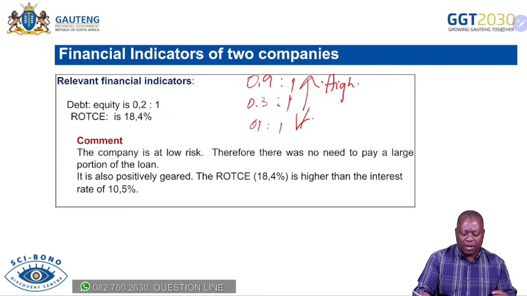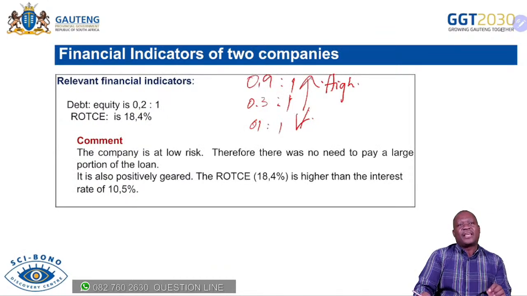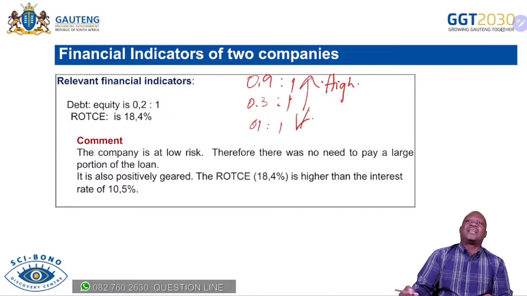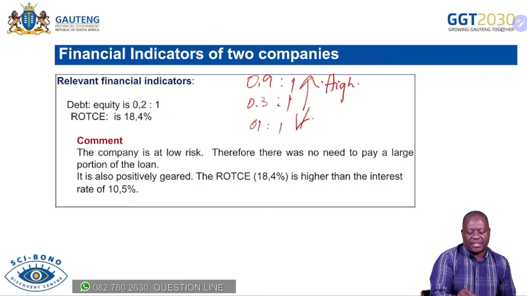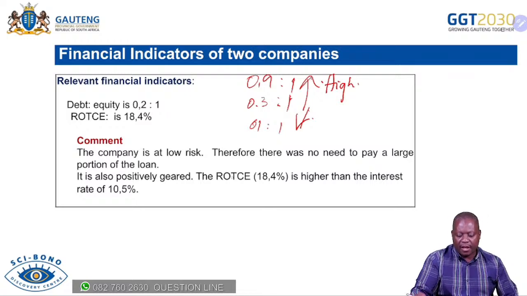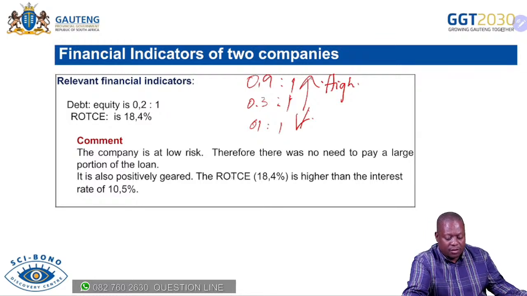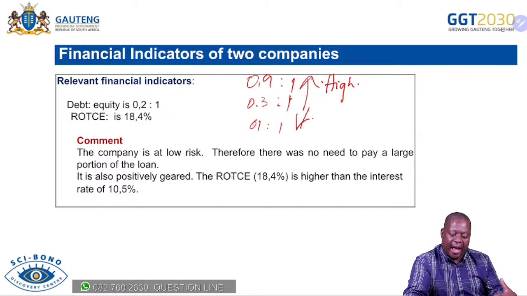But when you comment on risk, please also remember to bring in the return on total capital employed. Now, the return on total capital employed looks into the return that the business is having after employing capital. And capital is made up of shareholders' equity and the loan that they borrowed. So let's look into what's happening here. When we look into the debt equity ratio, we can safely say the company is at low risk. Therefore, there is no need to pay a large portion of the loan. We are low geared, low risk. Why should we bother and pay? Unless maybe when the risk is high.